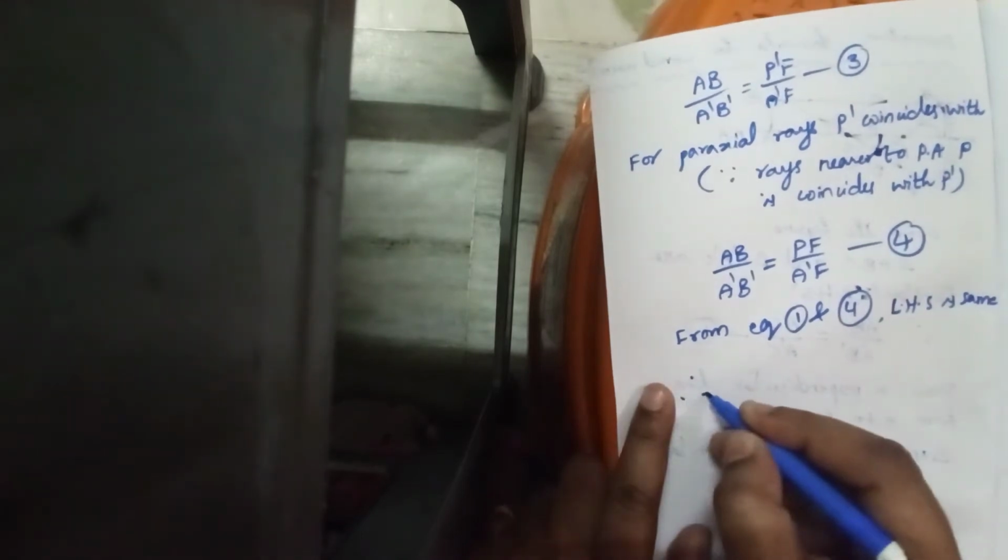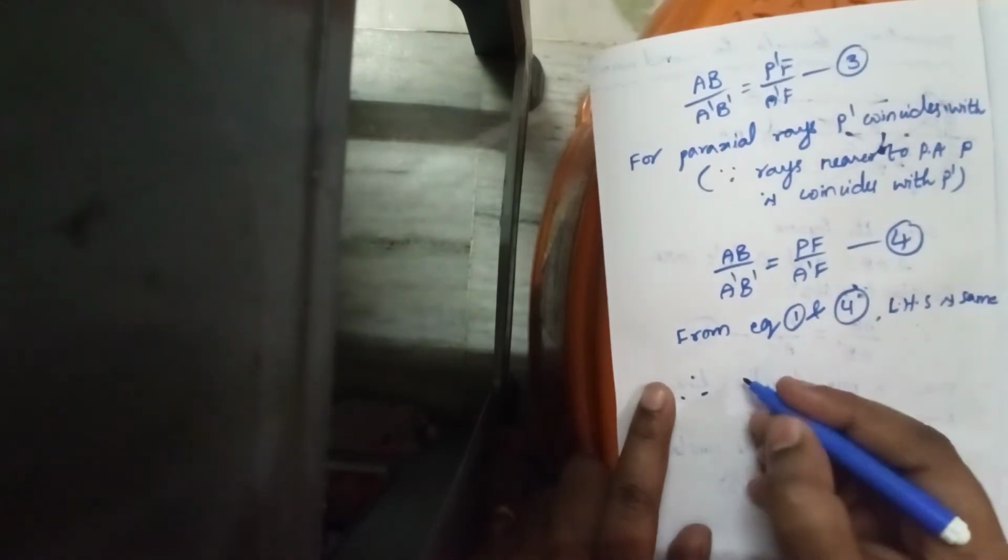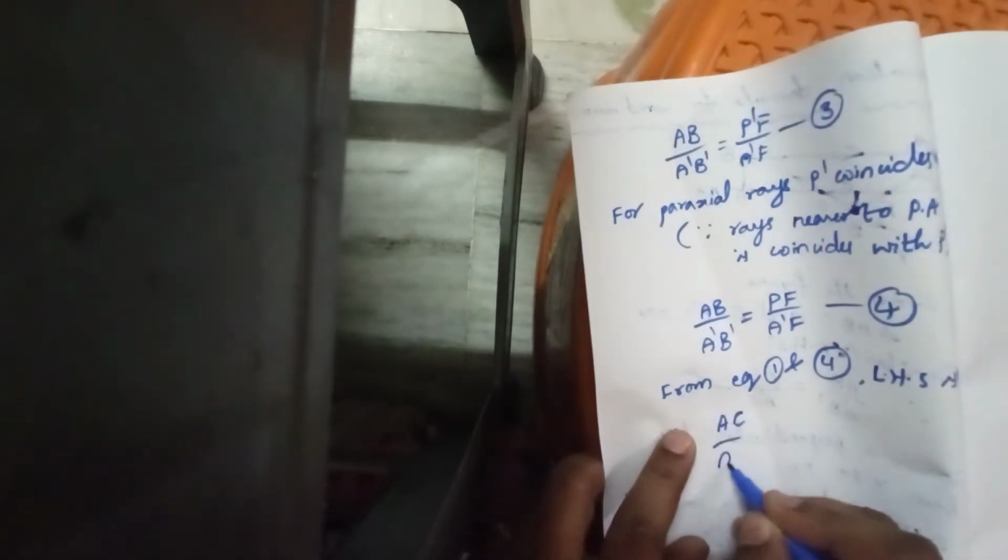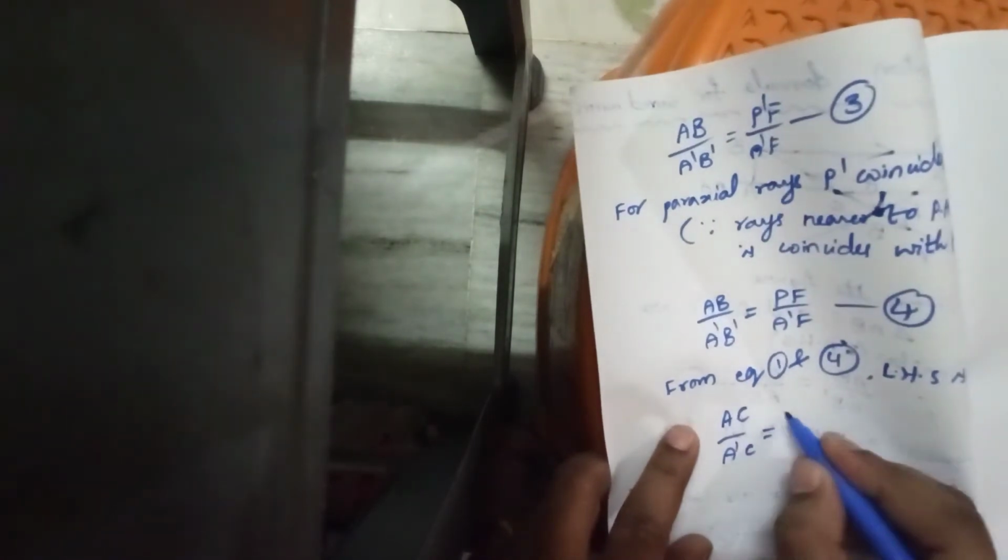So therefore we can rewrite as LHS is equals to RHS, we know. So at that time both LHS are same, means RHS will also be same. AC by A dash C is equals to PF by A dash F. So put this one as equation number 5.